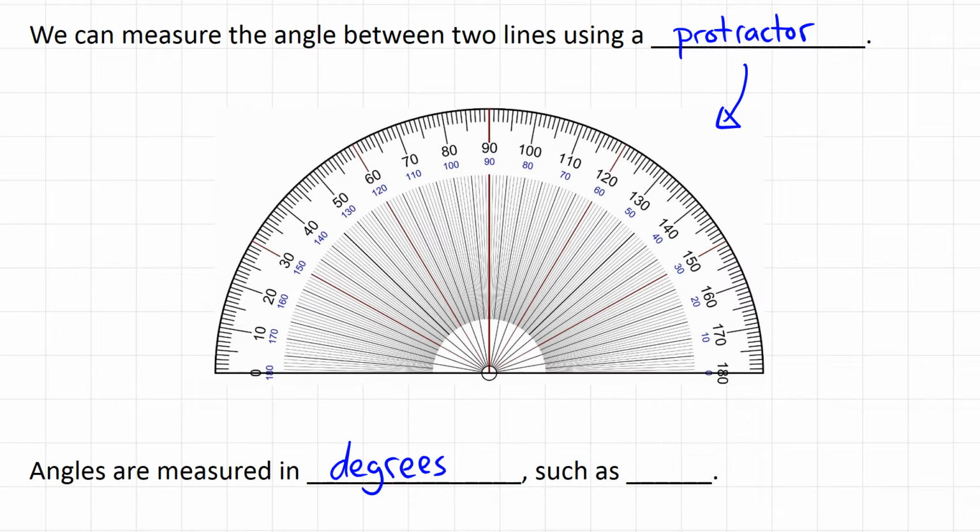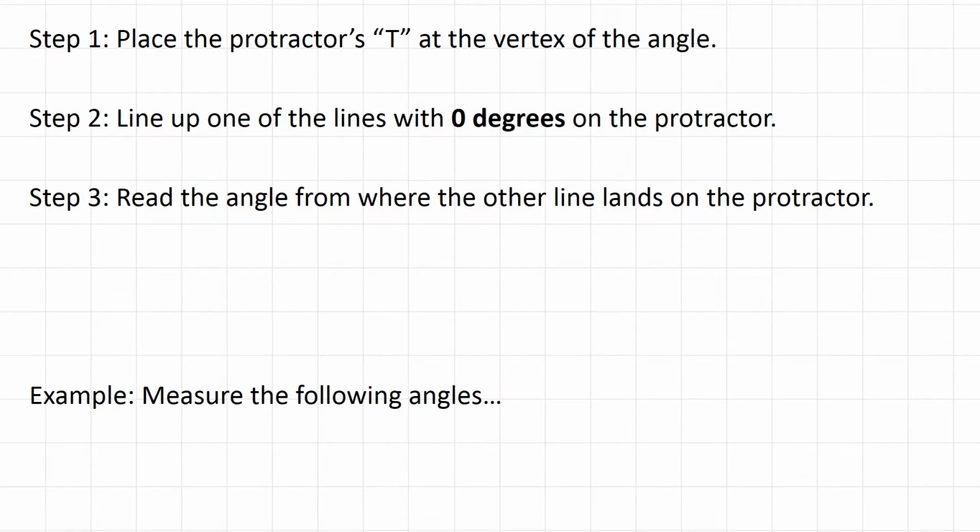In an example, you might see an angle written like 50 degrees. And notice that we don't usually write out degrees as a full word. We usually just use the degree symbol. So I'm just going to run through the steps, even though it's not going to mean a lot without seeing it in action. We'll get to that shortly.